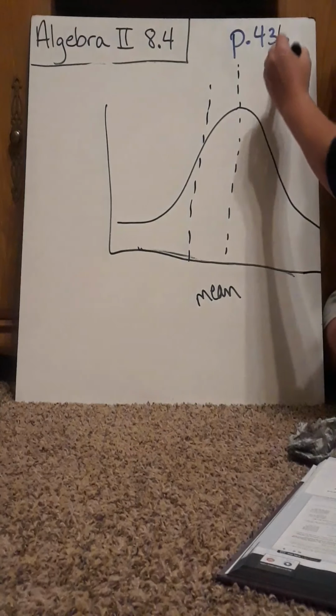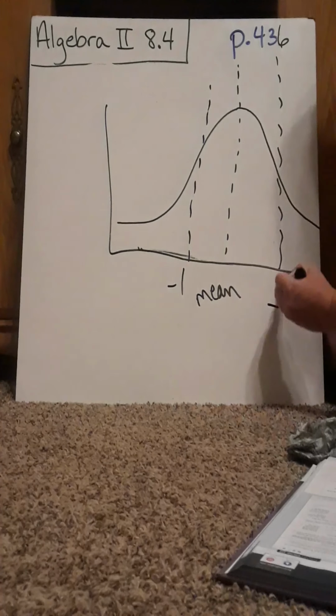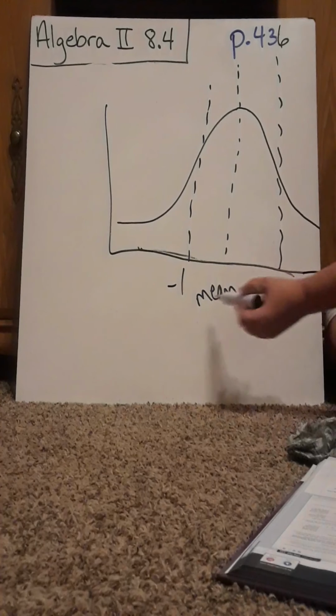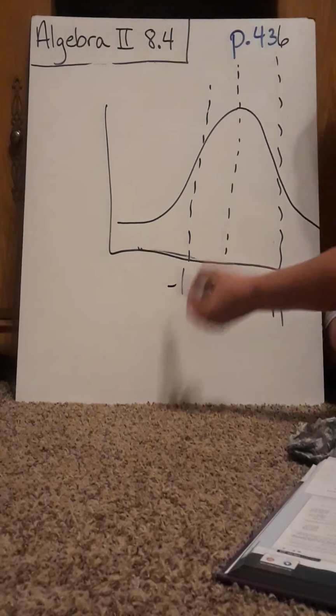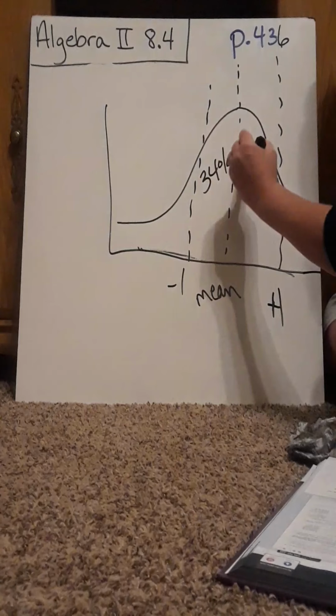So remember that within one standard deviation of the mean, whether you're going one standard deviation above it or one standard deviation below it, it's 34% of your data on each side.